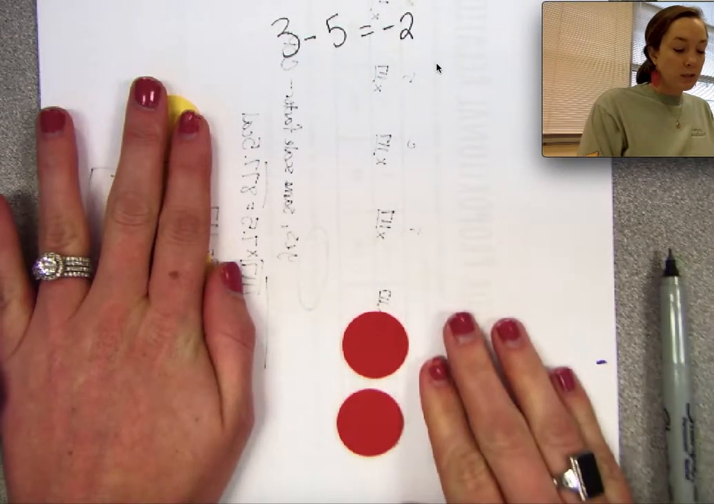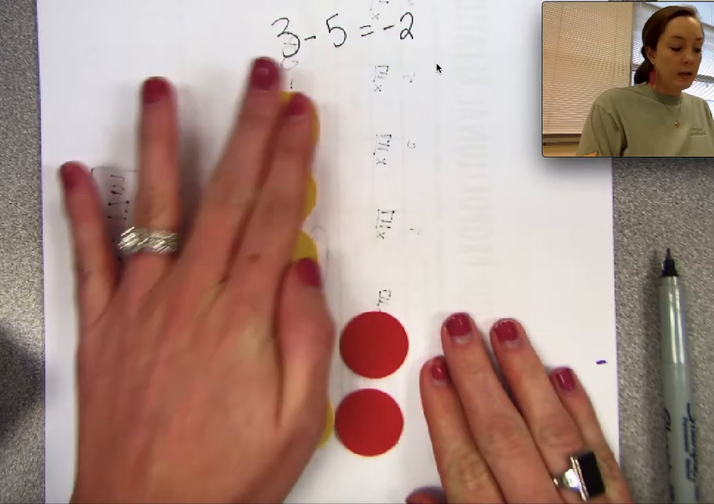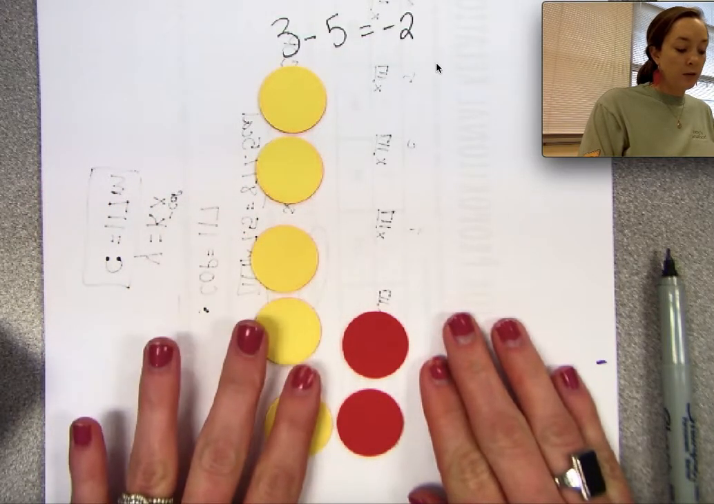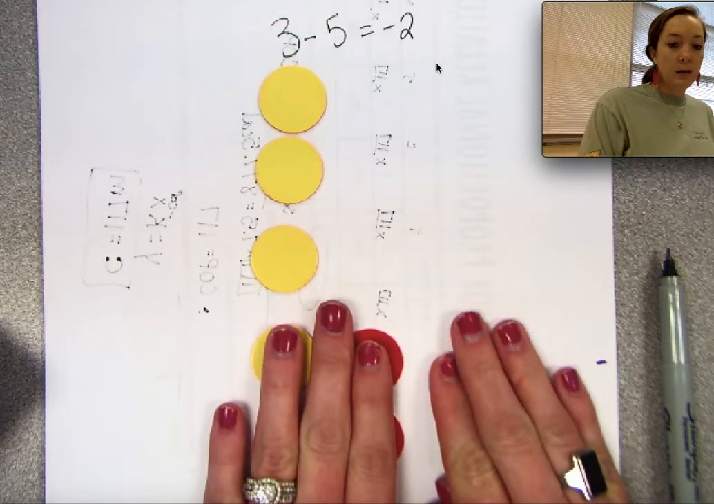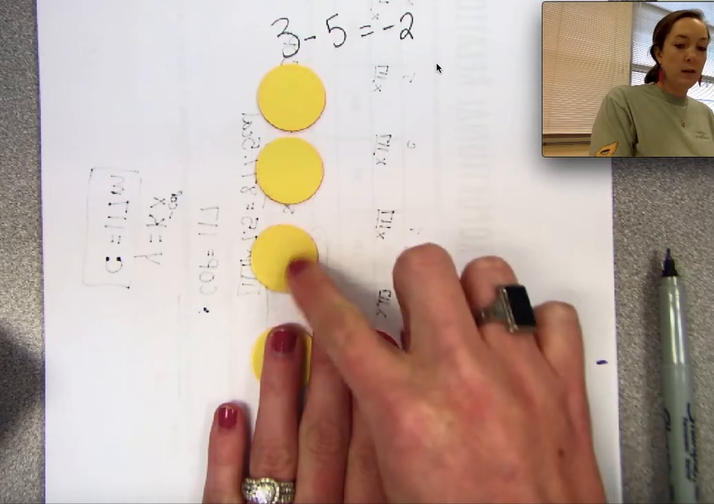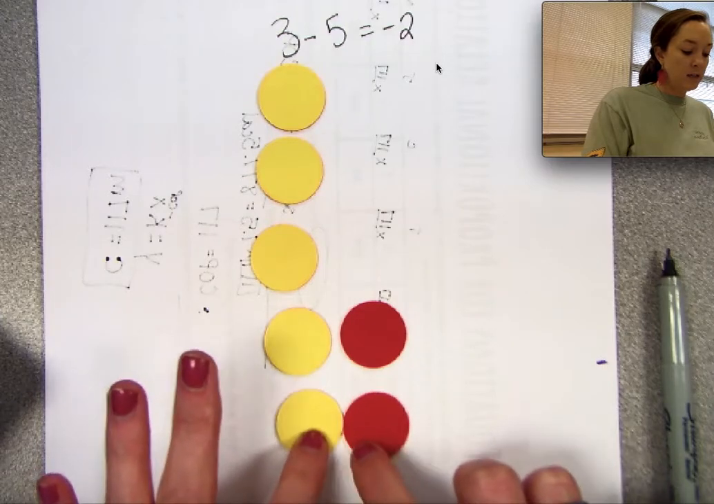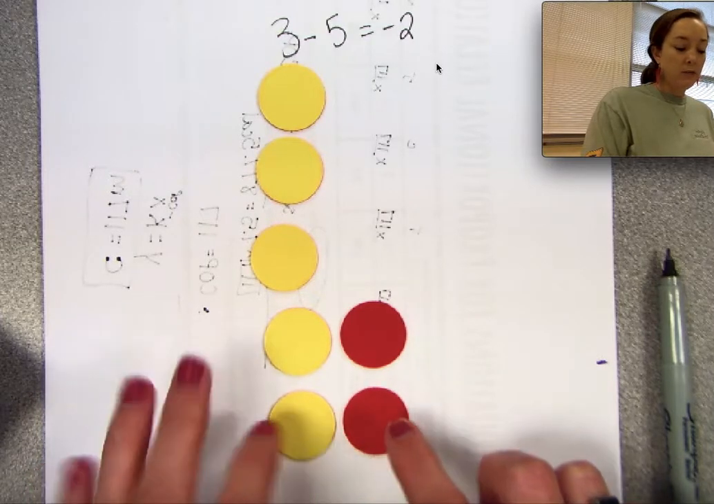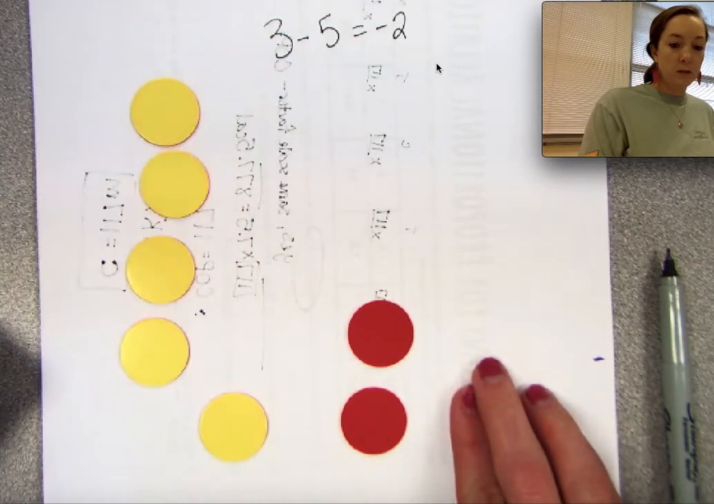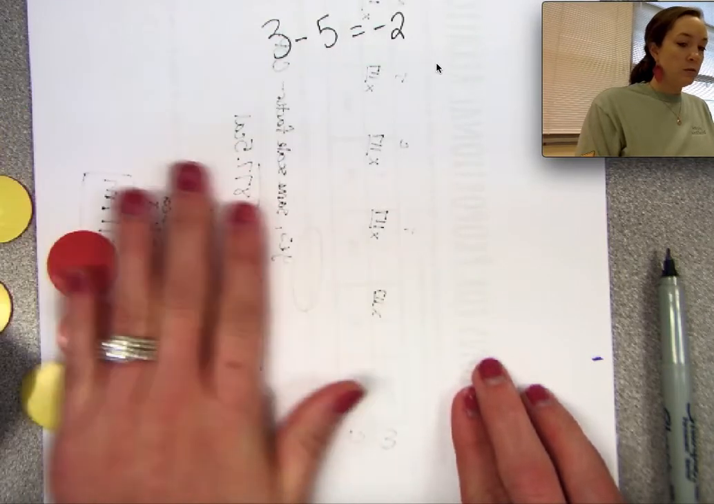And I want to show you with the counters first because it'll make more sense if you understand it with the counters. So again, I had 3 positives, 1, 2, 3. I added a 0, a positive and a negative. Added another 0, positive and negative. And then I took away 5. All right? Now let's do another one.